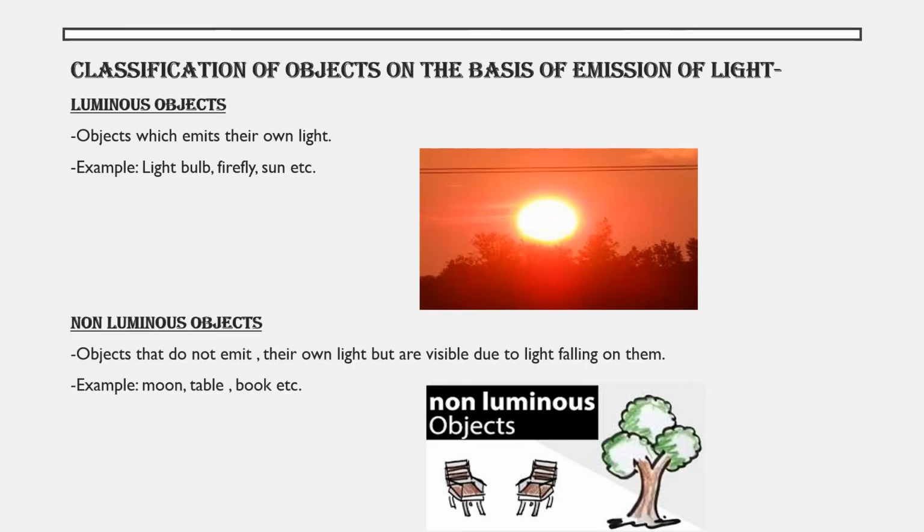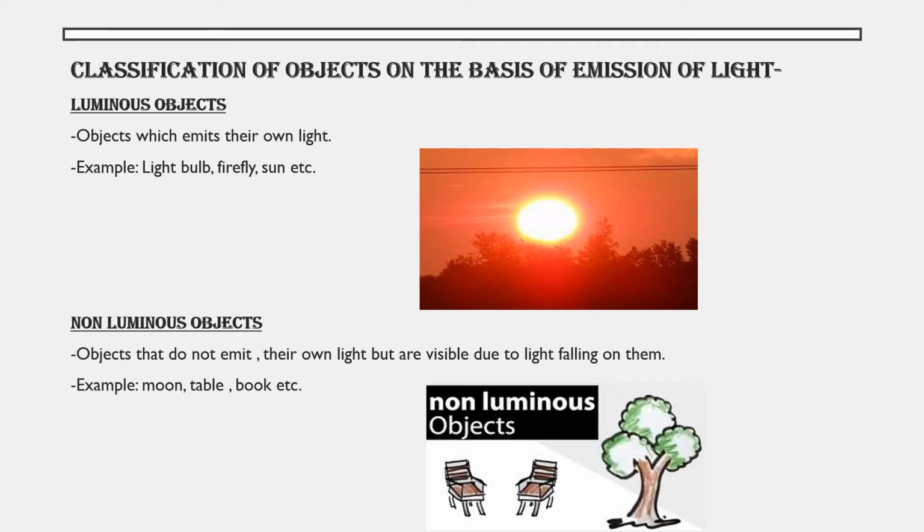Next, coming to classification of object on the basis of emission of light. On this basis, objects are classified into two, luminous object and non-luminous object. Luminous objects emit their own light. Example, light bulb, firefly, sun, etc. Firefly emits its own light. Sun and light bulb also, when you switch on the light, it will emit the light.